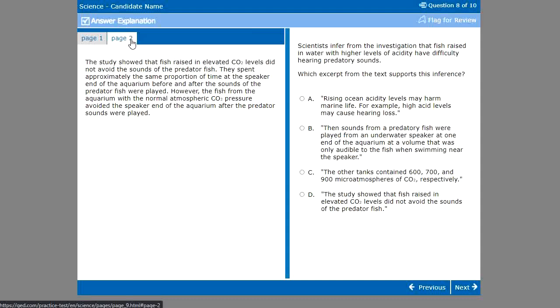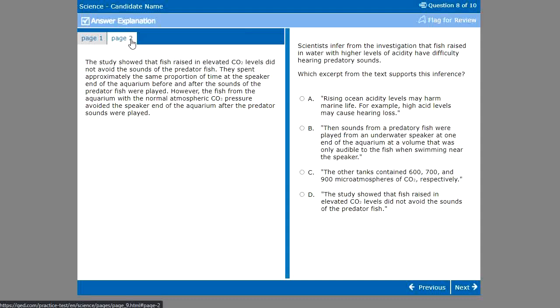The sound from the predatory fish were played from an underwater speaker at one end of the aquarium at a volume that was only audible to the fish when swimming near the speaker. The other tanks contain 600, 700, 900 microatmospheres of carbon dioxide respectively. The study showed that fish raised in elevated CO2 levels did not avoid the sounds of the predatory fish.